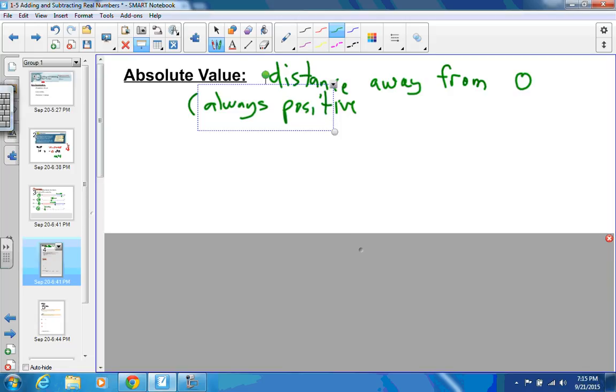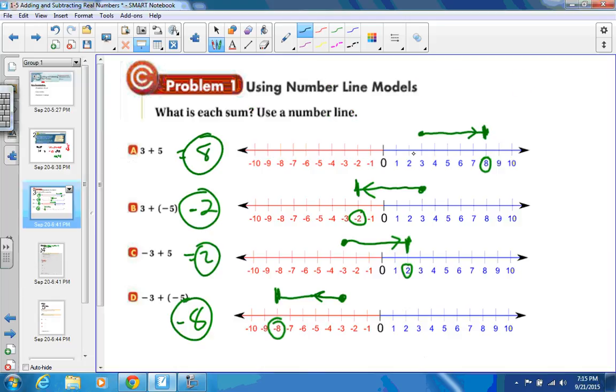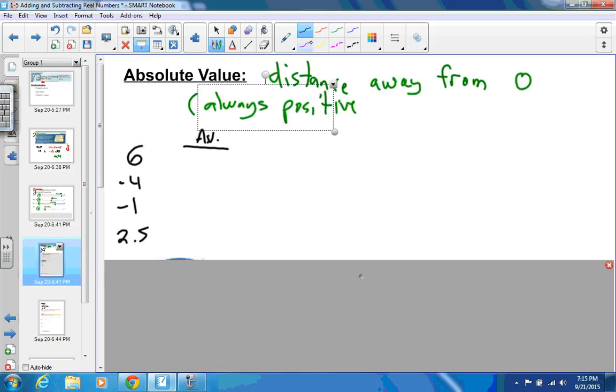And let me give you some examples here. Let's say we have our numbers, we'll say 6, negative 4, negative 1, 2.5. And I want to figure out the absolute value of these. How far away is 6 from 0? Well, it's 6 places away from 0 if you look at a number line here. 6 is 1, 2, 3, 4, 5, 6 away from 0. So our absolute value there would be 6.